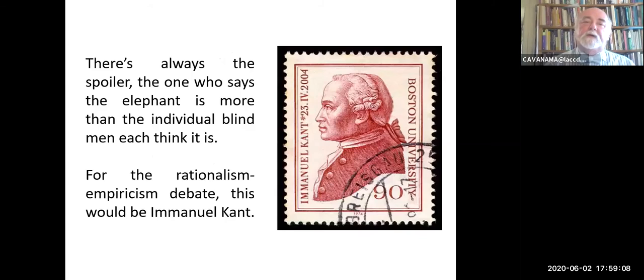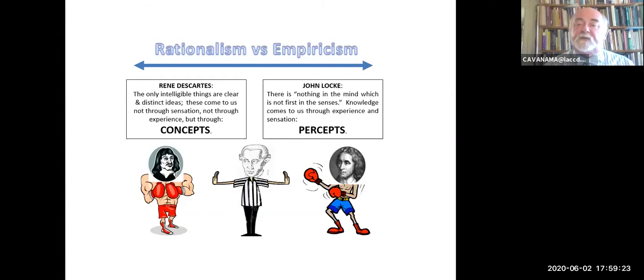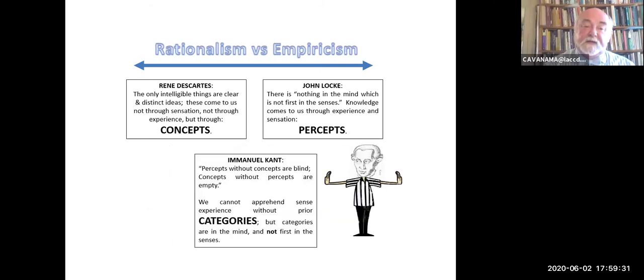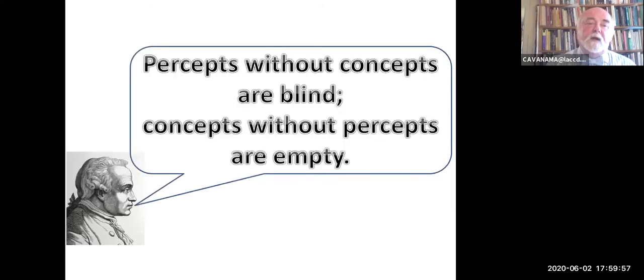There's always a spoiler who comes along and says the elephant is more than each individual blind man thinks that it is. In this case, the spoiler is a German fellow by the name of Immanuel Kant. We've come across him in the context of morality. Kant steps in as a kind of referee. The rationalists say we get our knowledge from concepts, the empiricists from percepts. Kant says this: percepts without concepts are blind, concepts without percepts are empty. We need both. And the key idea for Kant is the notion of categories. Categories are things which are in the mind, but not first in the senses. They do, however, allow us to sort concepts. They allow us to have percepts in the first place and to store them and to organize and to retrieve them. Percepts without concepts are blind. Concepts without percepts are empty.